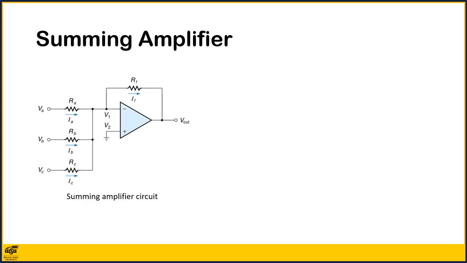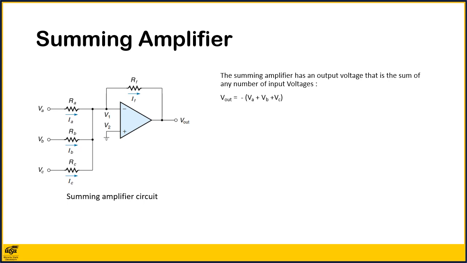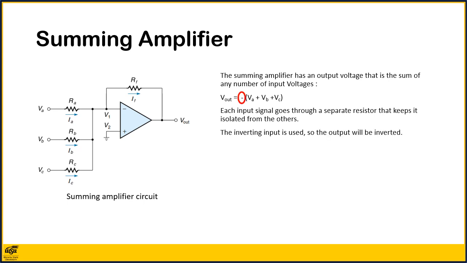The summing amplifier. The summing amplifier has an output voltage that is the sum of any number of input voltages. That is, Vout equals VA plus VB plus VC. As you can see from the diagram, those are the input voltages. Each input signal goes through a separate resistor that keeps it isolated from the others. The inverting input is used, so the output will be inverted. Pay attention to the sign of the voltage.